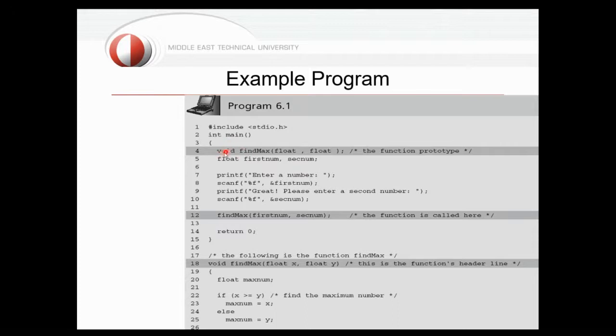When we put void, it means that most probably we want to print out something as the result, and we don't want to return something in the function. We will talk about it in details.